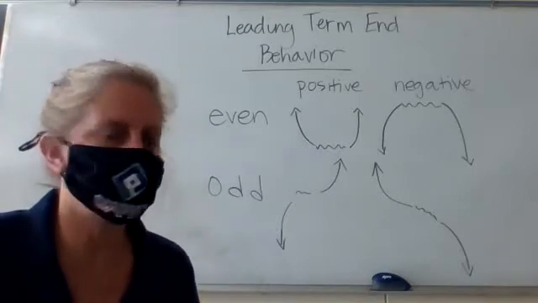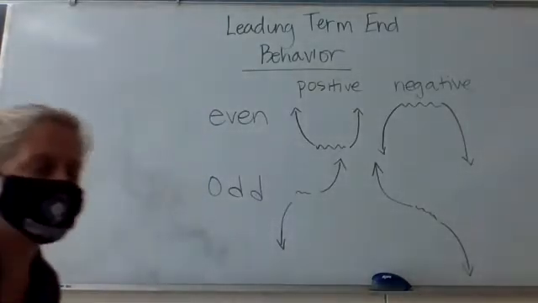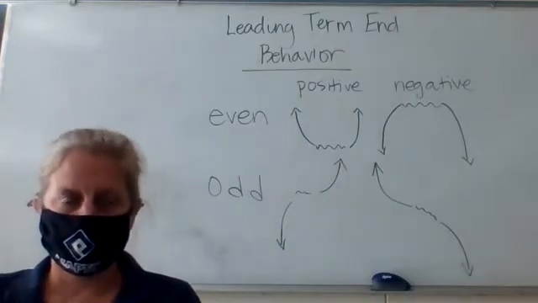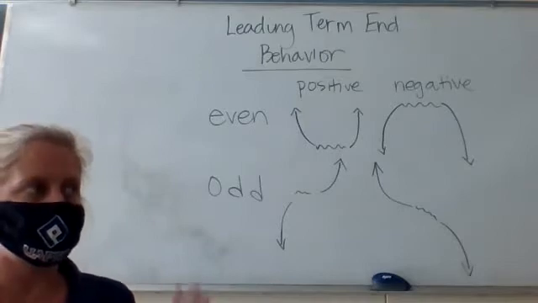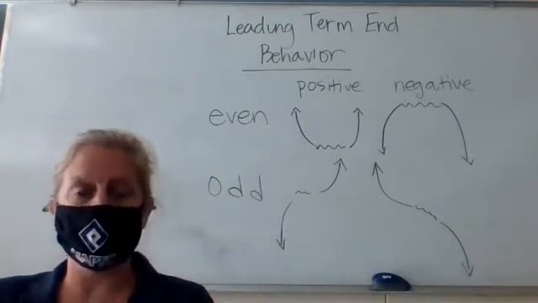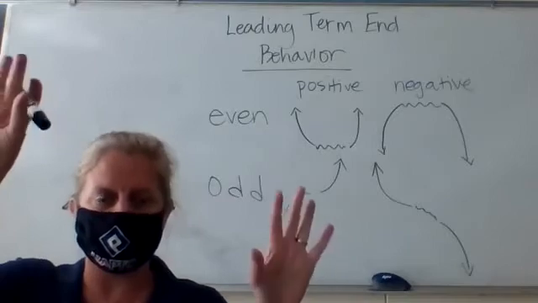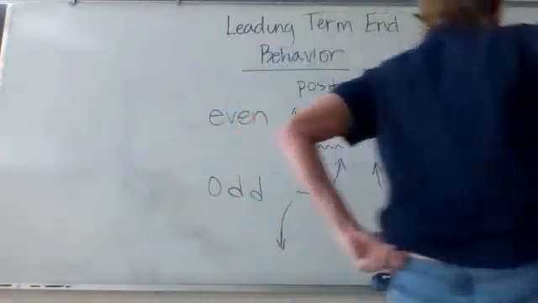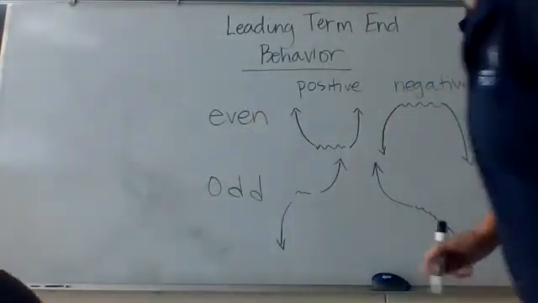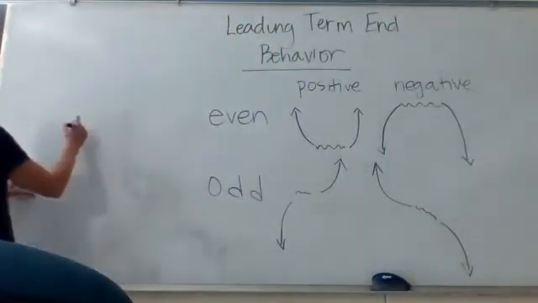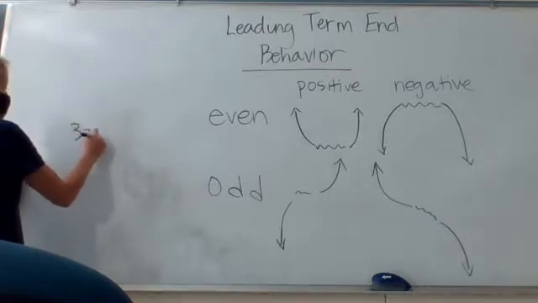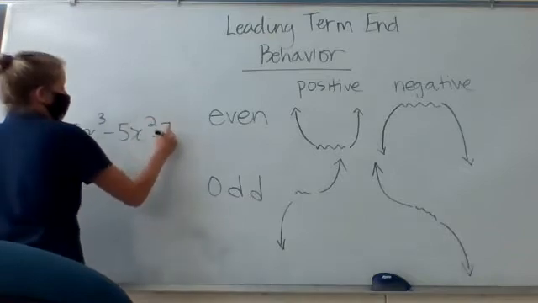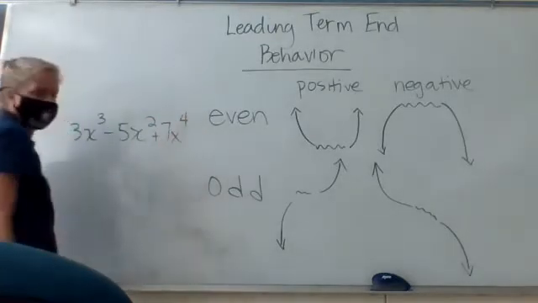Okay, 8.1. The first thing we're going to talk about in 8.1 is the end behavior of a graph. The two things that you need to look at to determine what is going to happen at either end of your graph is the leading term. So say your group of terms is a polynomial, and you've got 3x to the third minus 5x squared plus 7x to the fourth.